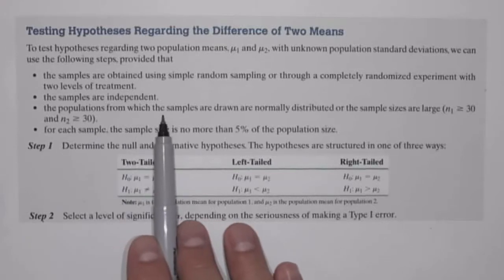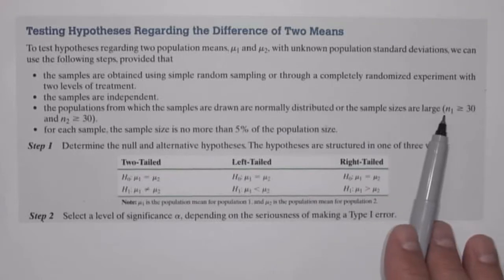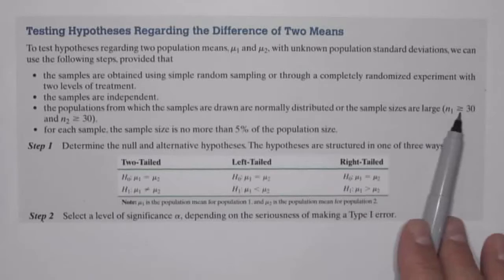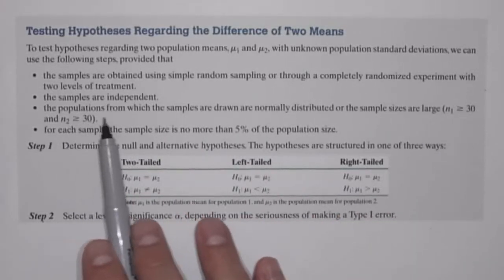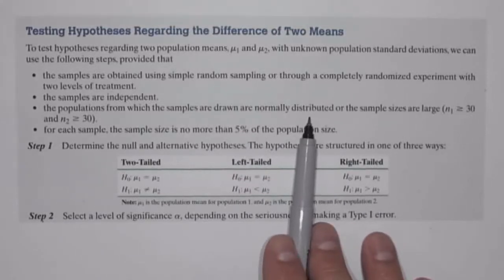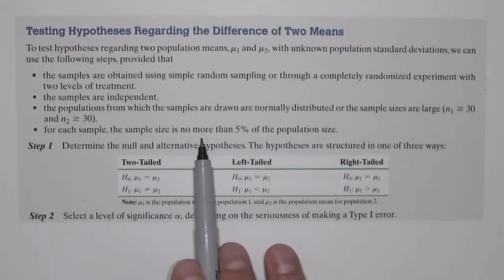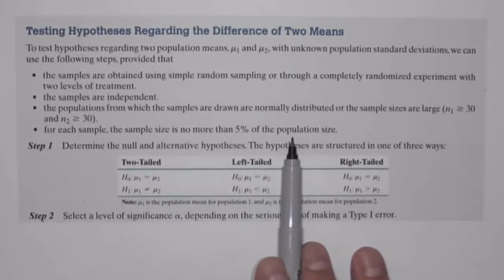The populations from which the samples are drawn are normally distributed, or the sample sizes are large, meaning both sample sizes have to be 30 or more. So if our sample sizes are less than 30, we will have to do normal probability plots to ensure that those data come from a normal distribution. We'll also have to make sure there are no outliers. For each sample, the sample size is no more than 5% of the population size. So again, the purpose of that is to ensure that the individuals in each sample are independent from each other.